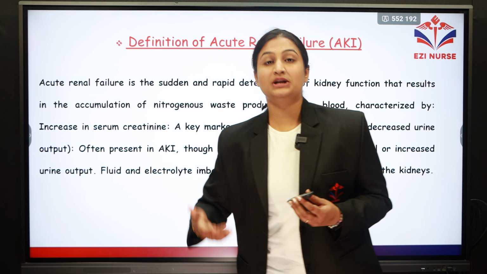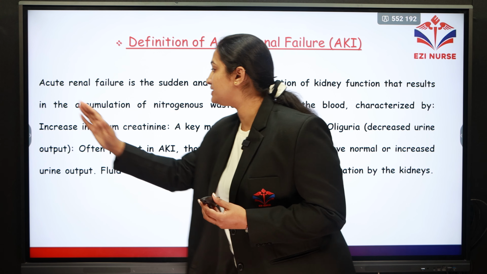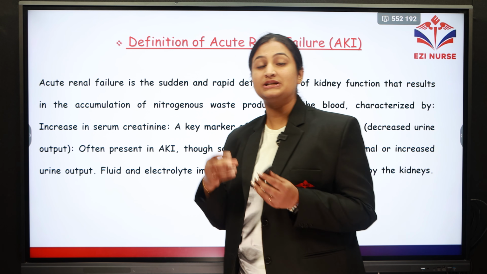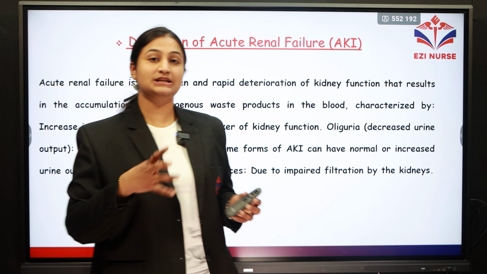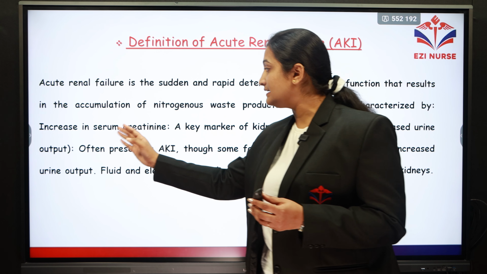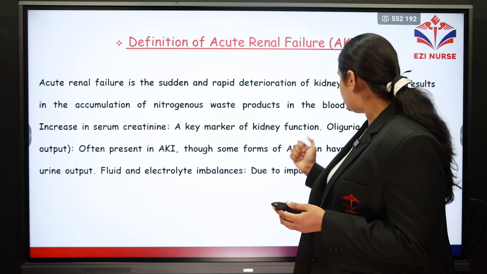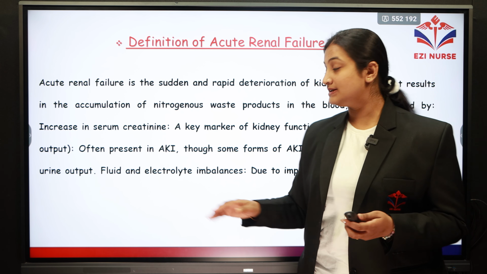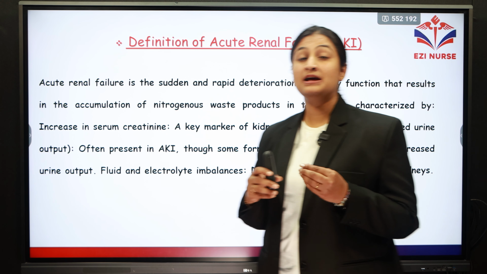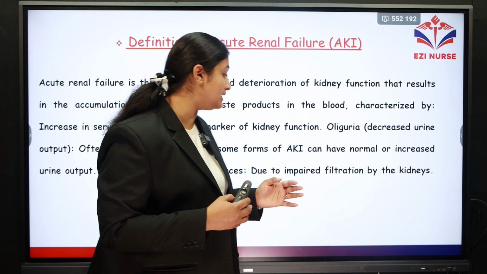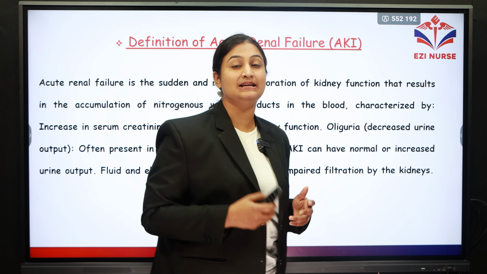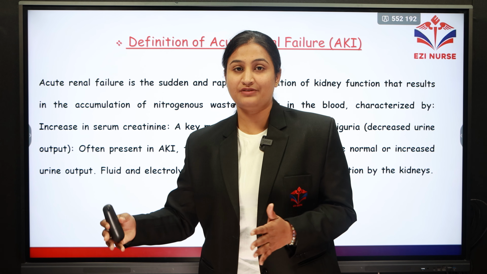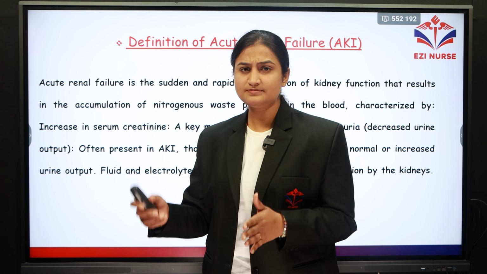If you are a learn-by-heart person, you can start from acute renal failure until this point, then think about what is next. It is characterized by increased serum creatinine, and oliguria is one of the features. There is also a chance of fluid and electrolyte imbalances, because due to impaired filtration the kidneys will not function properly. So that is acute renal failure, or acute kidney injury.